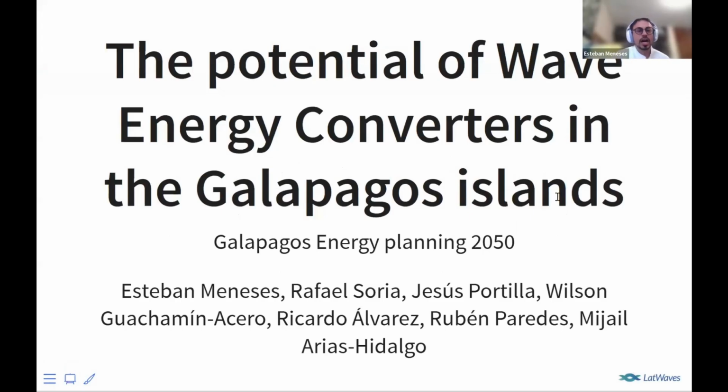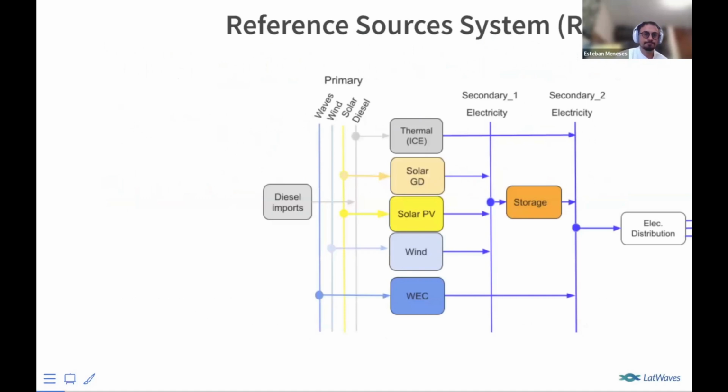Well, I'm going to talk about a little bit of our work that we made with a group of professors of the San Francisco University of Quito. It's about the potential of wave energy converters in the Galapagos Islands.